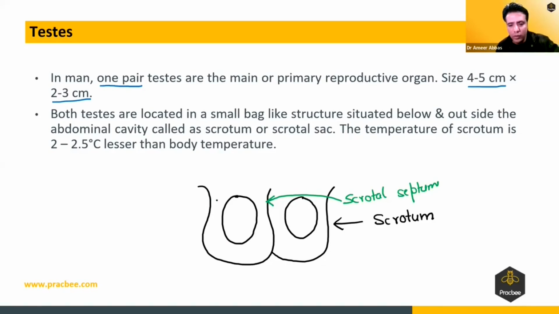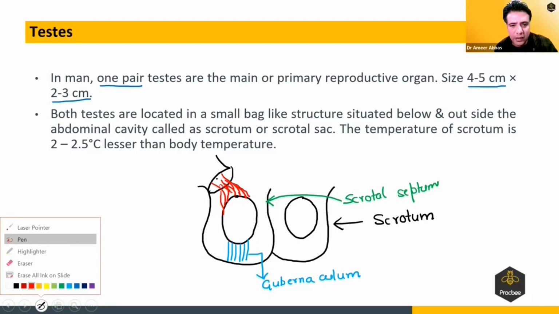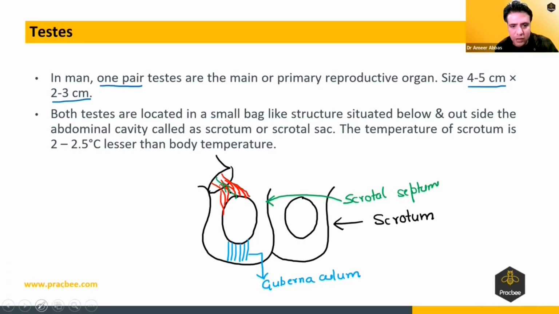If you look here, the testis is attached to the scrotal wall by a cord-like structure known as the gubernaculum. And what is the gubernaculum? The gubernaculum is a fibrous cord that holds the testis to the scrotal wall. There will be another attachment. A cord arises which holds this testis and consists of the spermatic vein and spermatic arteries. This cord is known as the spermatic cord.